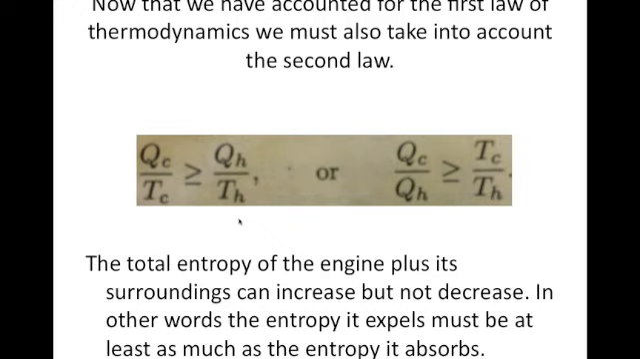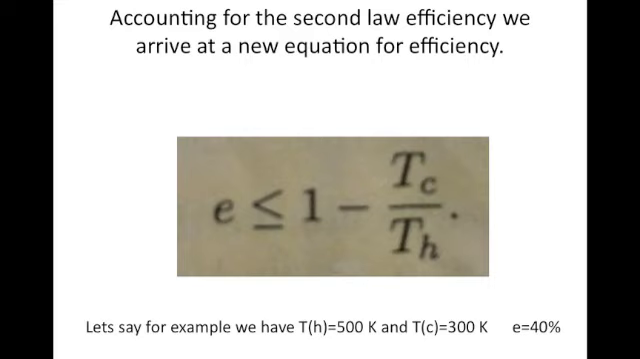So we've got our hot and cold reservoirs here, and then we have our heat lost. These are essentially the same equations. They've just been rearranged a little bit. Now we're going to use these and plug that back into the equation for efficiency to get this. So after the second law is done with it, we end up getting this equation for efficiency. E must always be less than or equal to 1 minus Tc over Th.